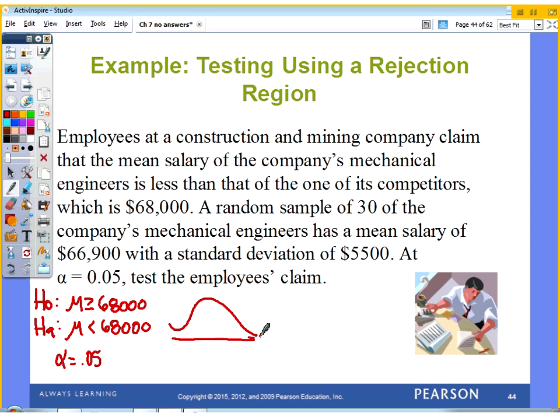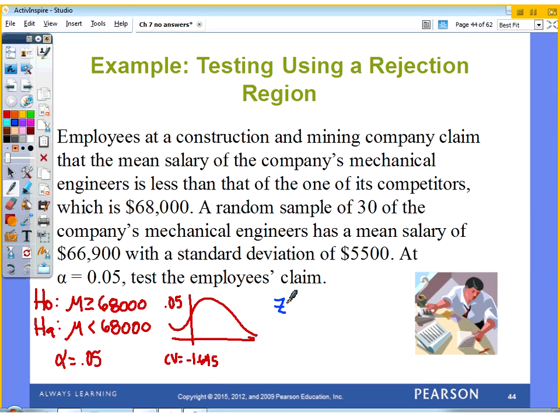Drawing my bell-shaped curve, looking at my alternative hypothesis, we see this is going to be a left-tailed test, and that alpha being 0.05 will all go in that left tail. So looking in the body of the table, reading it backwards, we see that our critical value is going to be negative 1.645. And remember, if it's exactly the same distance between two z-values, you do have to average them together to find that critical value.